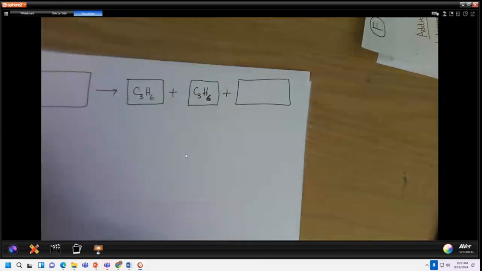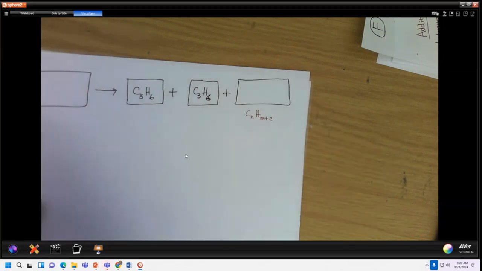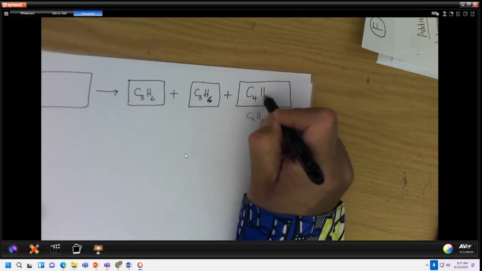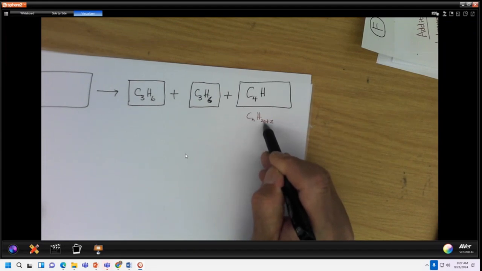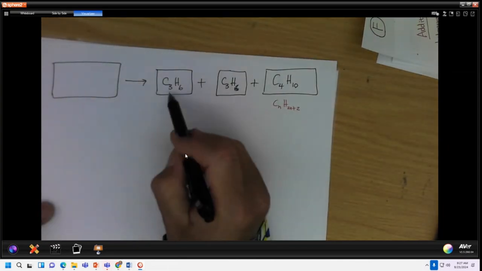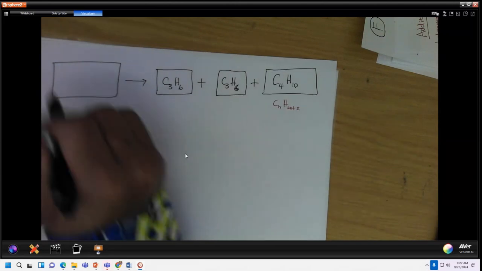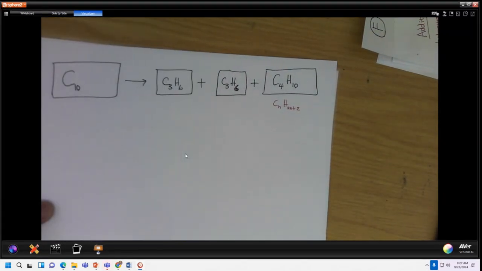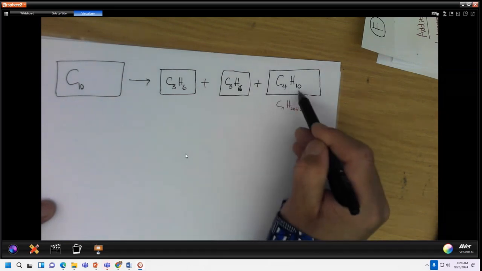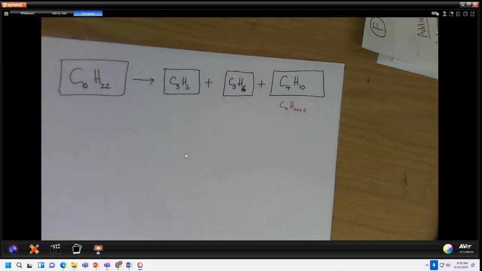Remember, the alkanes have the formula CnH2n+2. Remember that? So there are 4 carbons. My hydrogens, what's 2 times 4? 8 plus 2, 10. That is butane. Now let me count. How many carbons have I got? I've got 3, I've got 3. 3 plus 3 is 6, plus another 4 is 10. So I'm going to have C10. What about my hydrogens? 6 plus 6 is 12. 12 plus 10, 22, that's H22.